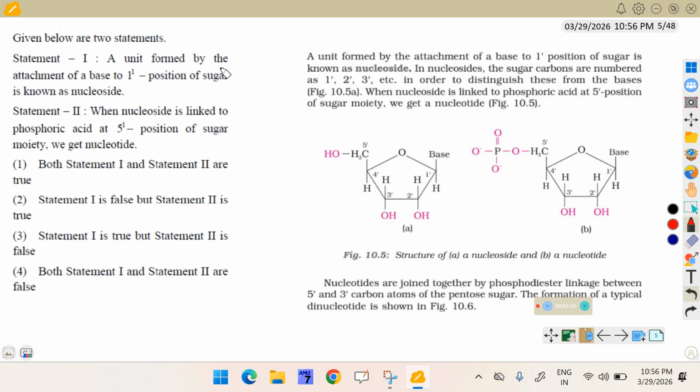Statement 1. A unit formed by the attachment of a base to one position of sugar is known as nucleoside. Yes, the first structure is a nucleoside. Base is added at the first position, so statement 1 is correct. When nucleoside is linked to phosphoric acid at the fifth position of the sugar moiety, we get nucleotide. Yes, at the fifth position of the sugar moiety, we are adding phosphoric acid, then we will get nucleotide. The second statement is also correct. So both 1 and 2 are correct statements.